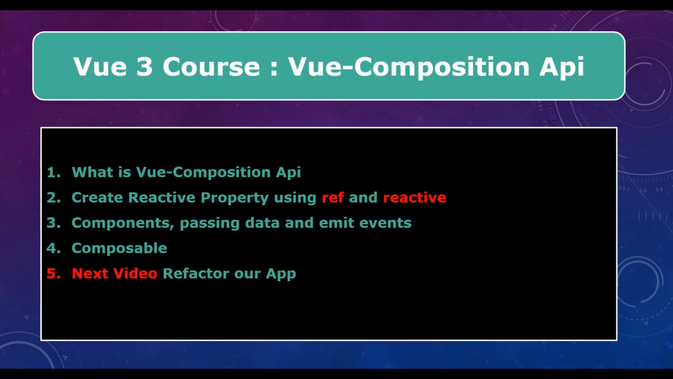Now in this video, we're going to learn what Vue Composition API is, how to create reactive properties using ref and reactive, and how we can create props and emit events from a component using Vue Composition API. We're also going to talk about composables: what a composable function is and how we can use it to enhance code readability within our app. In the next video, we're going to refactor the app that we built in the previous video in Vue Option API into Vue Composition API.